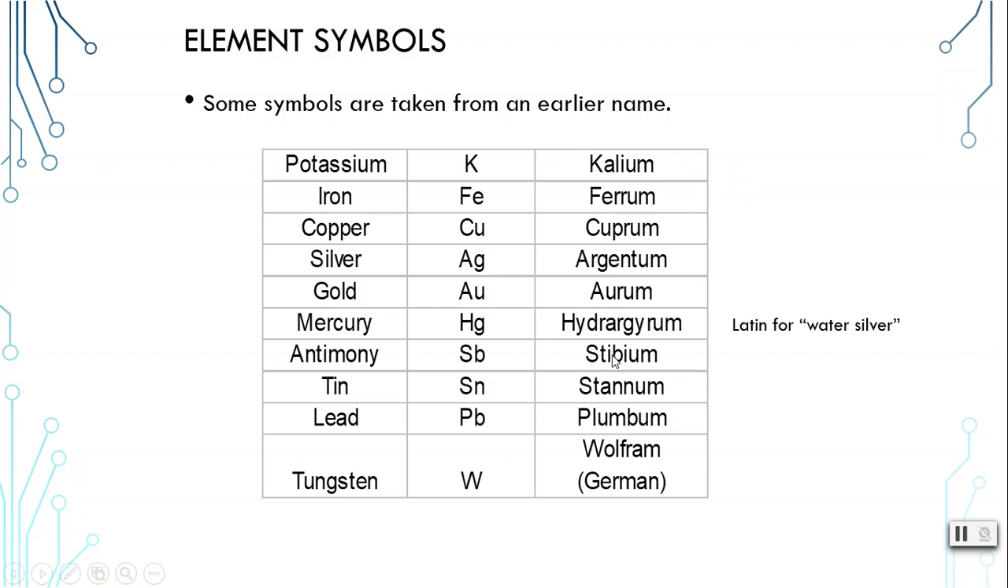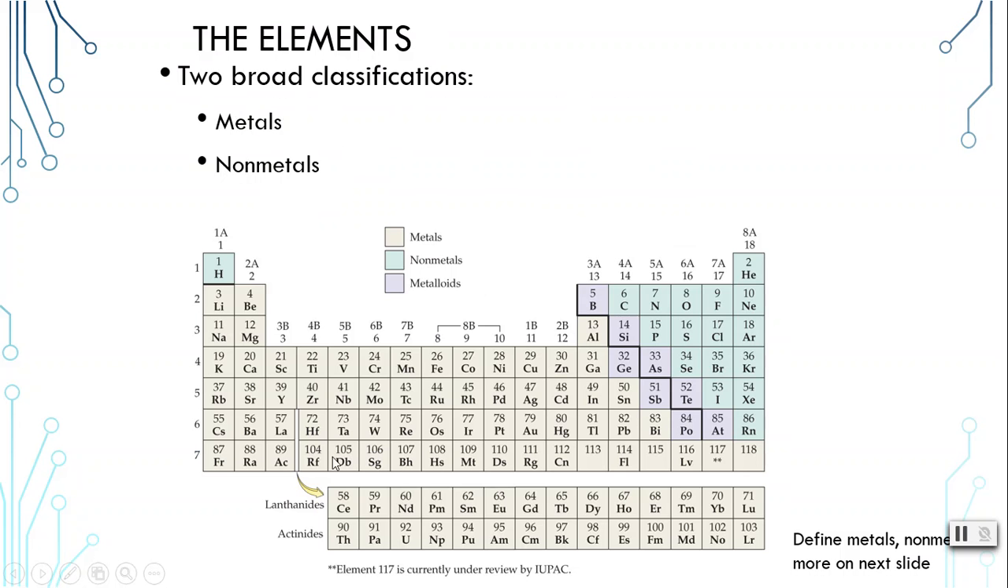I think my favorite is the symbol for mercury, Hg. It's based on the Latin for water silver, which I think is a great way to name mercury, because that's certainly what it looks like, although you certainly wouldn't want to play with water silver. So the periodic table for each element lists its name and its abbreviation. And the periodic table that you will be using in this course will have that information on it.